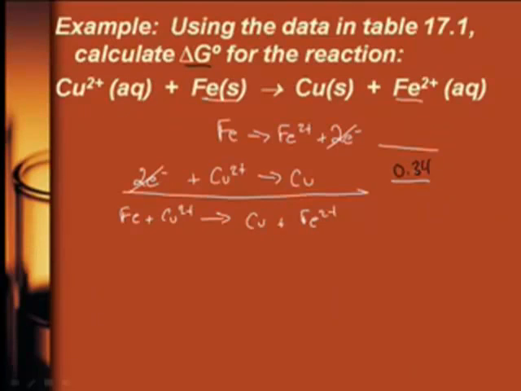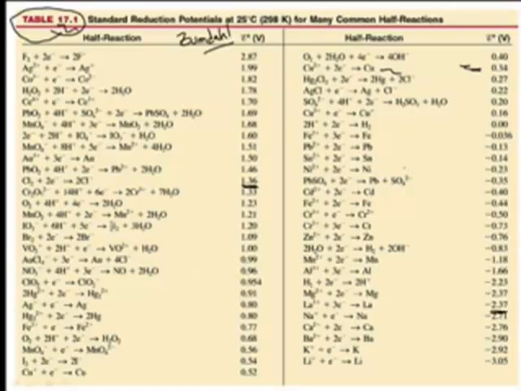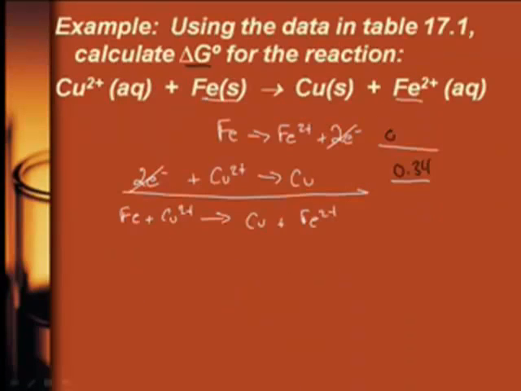The iron to iron 2. Okay, now we're going to see those iron 2 to iron, so we're going to have to flip this one because these are all reductions. I see it right here. There it is, so that's negative 0.44, but we need to flip it, so it's going to be positive 0.44. So that adds up to 0.78. Yep.